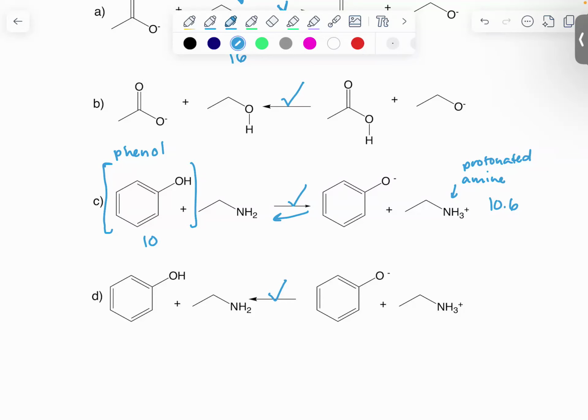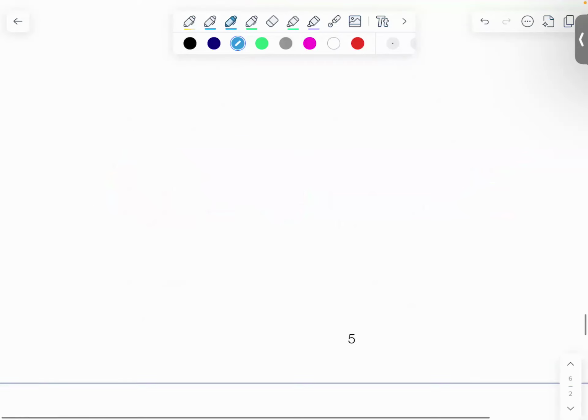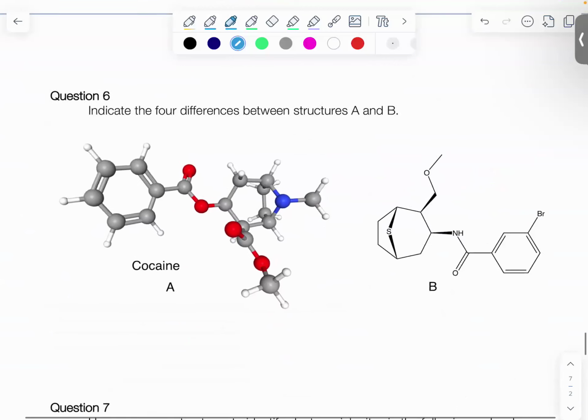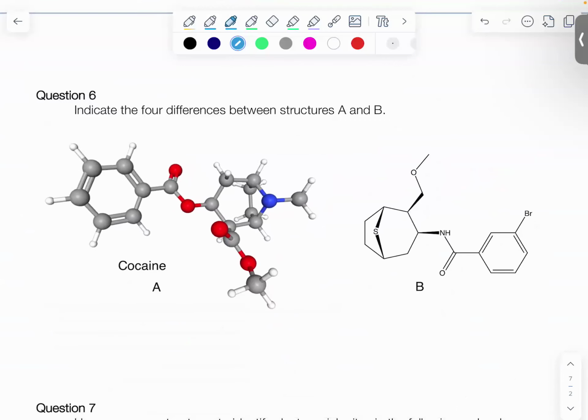If the difference is under 3, it will be in equilibrium. Other questions on this one? Okay, moving on. Indicate the 4 differences between structure A and B.